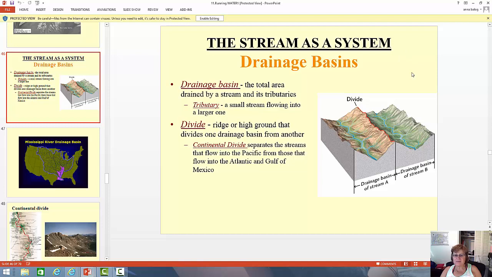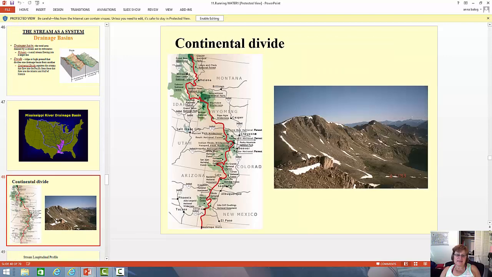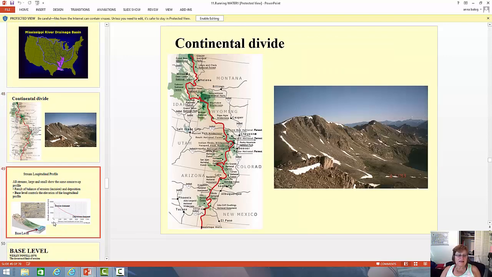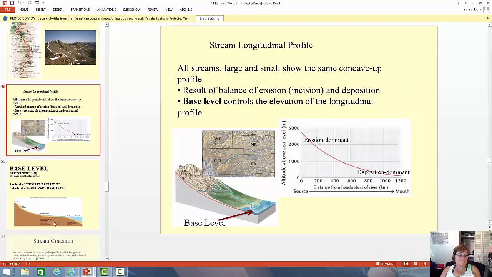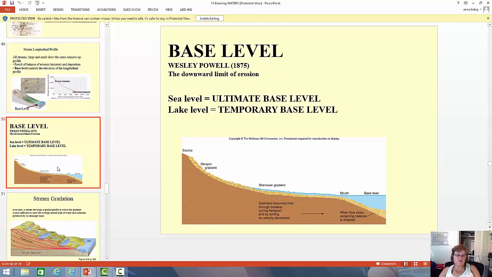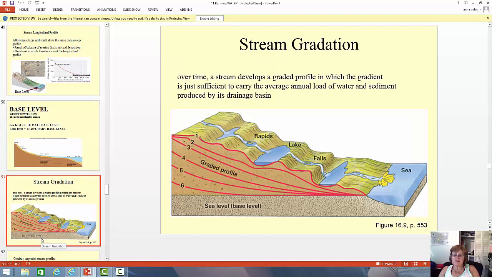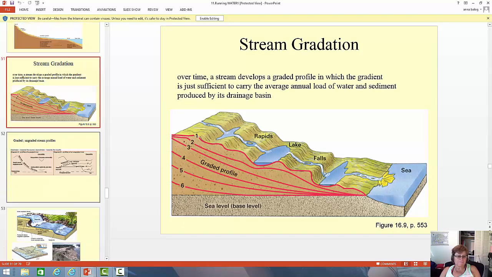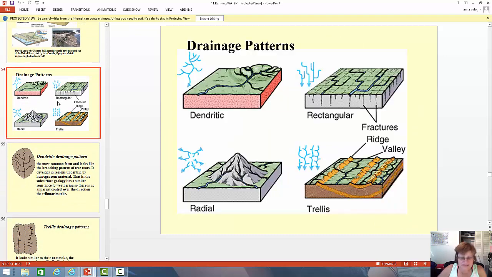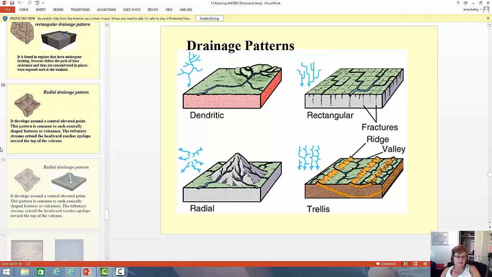And then the stream as a system, you got to know what is a drainage basin, what is the drainage divide. As an example, the continental divide, and you got to know what is base level, what is graded stream versus ungraded stream. That's very important. And then the drainage patterns, I might ask that too. So remember, the types of river is the alluvial fan, braided stream, meandering stream, and delta. The drainage patterns is the dendritic, rectangular, radial, and trellis. Those are the four you got to know.